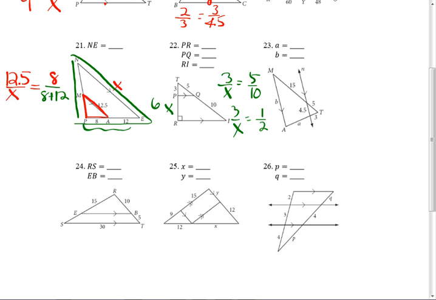So can you remind me of the side splitter here? The side splitter, this line's parallel to the base, divides these sides proportionally. The ratio of this side to this is equal to the ratio of this to this. Oh, it doesn't show up on my video.